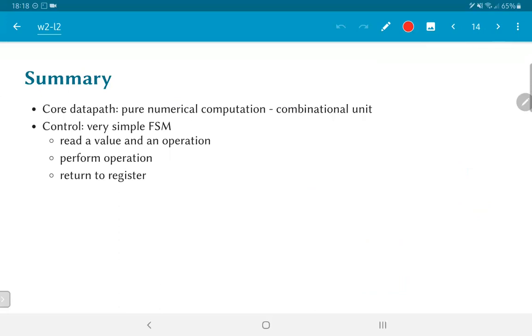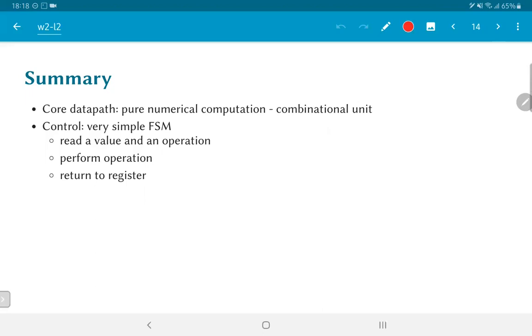So to summarize, the core data path just concentrates on pure numerical computation. It's mostly just a combinational unit. In addition to that, of course, we have a register array, which is some kind of storage. It does not perform any control by itself, but just provides the mechanism whereby I can write the values that I'm computing and also read them out later if necessary.